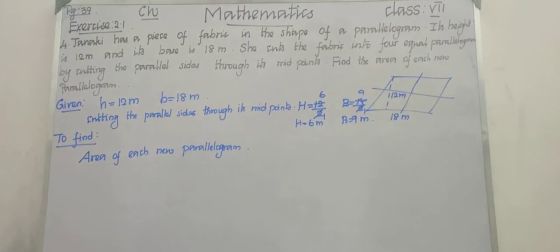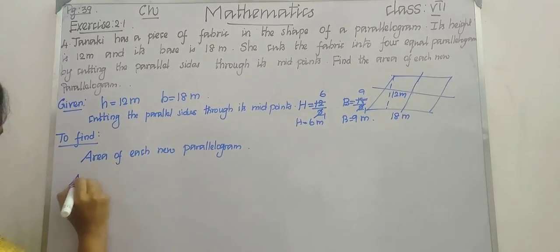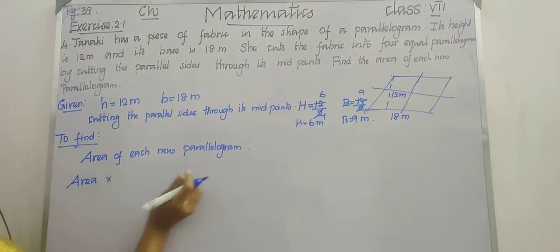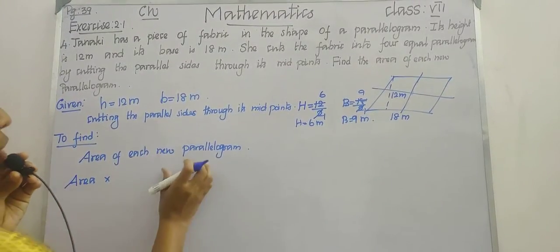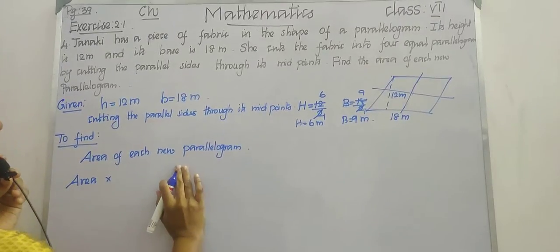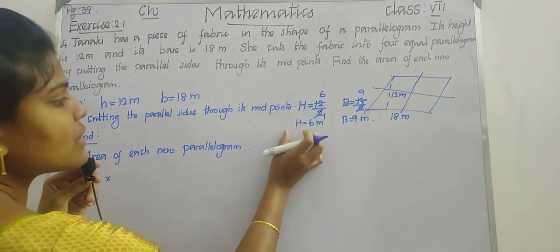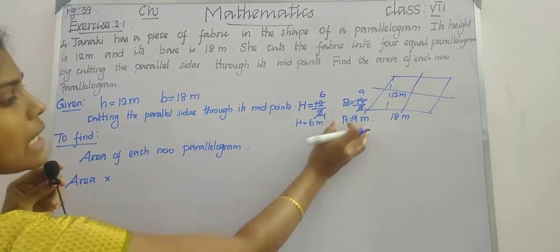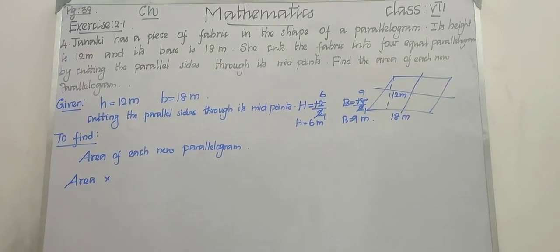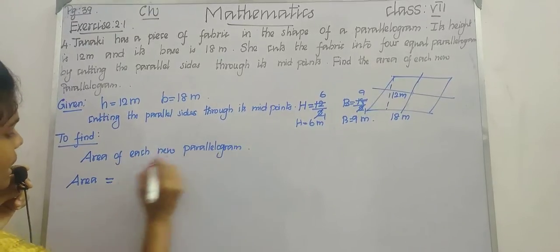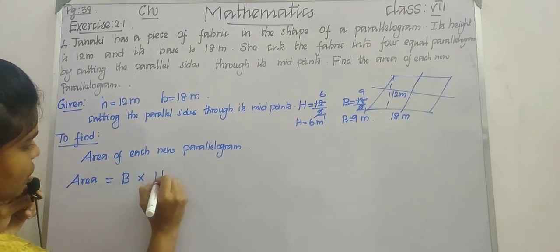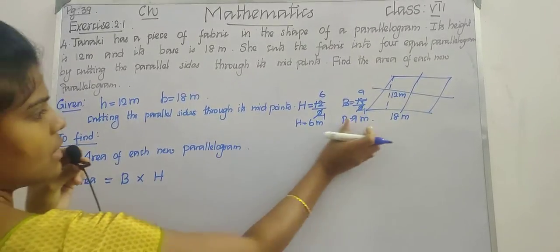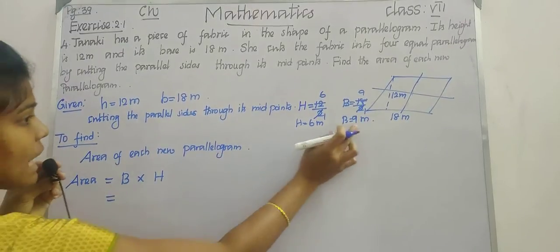Now we can find the area of the new parallelogram, right? We need to find the new fabric's area, so we need to mention the height and base of the new parallelogram. Area equal to base into height, capital B into capital H. So what is capital B? Capital B is 9.